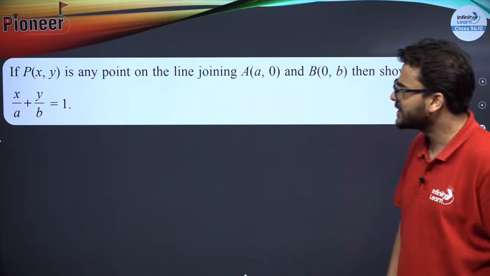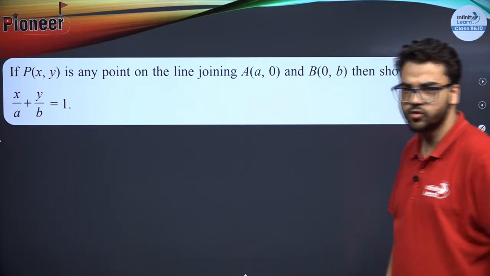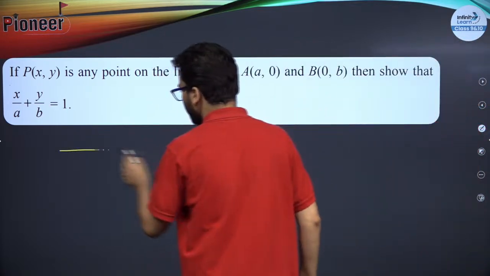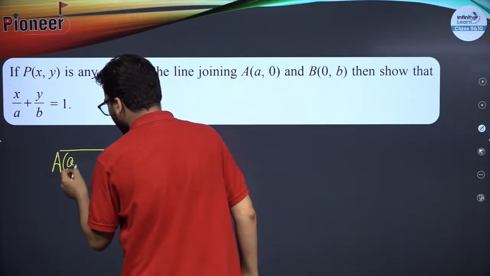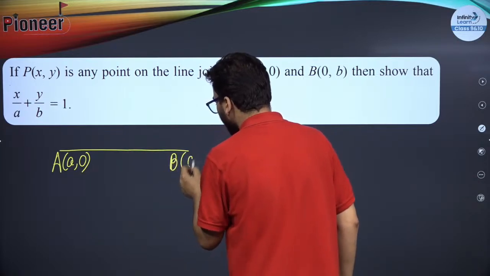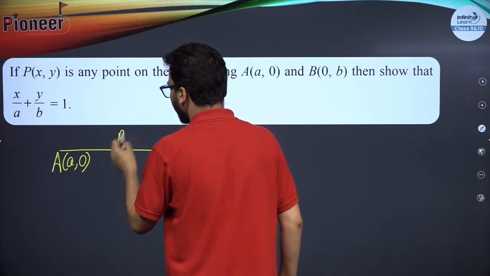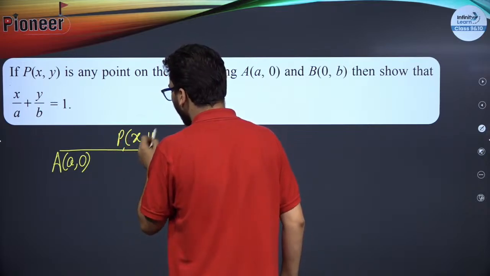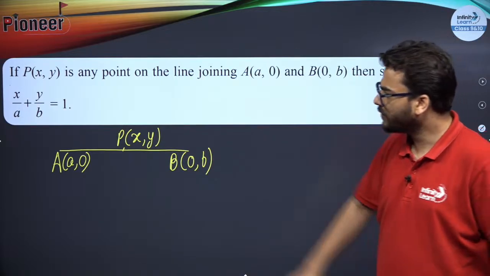Okay, so basically it is given that x comma y is a point on the line segment joining these 2 points. So the line segment joining the points a comma 0 and 0 comma b, as given in the question, and there is a point P lying on that. Suppose it is P x comma y, it is lying on that. Now we have to prove this thing.